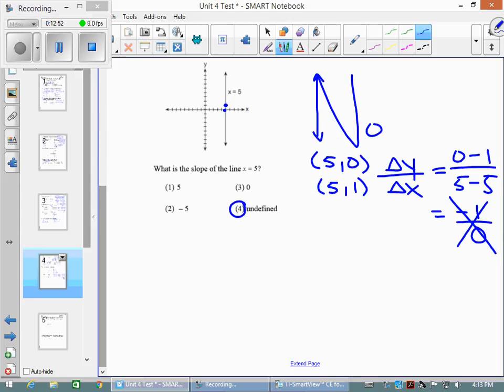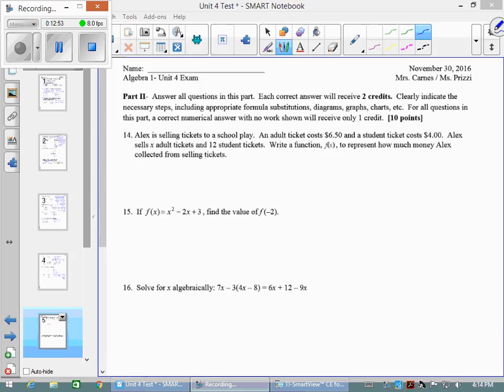Okay, for the open-ended, the first question is saying that the student is selling tickets to a play. An adult ticket costs $6.50. A student ticket costs $4. Alex is selling X adult tickets and 12 student tickets. Write a function to represent how much Alex has collected from selling tickets. All you had to do for this question was write the function. You didn't have to solve for anything.